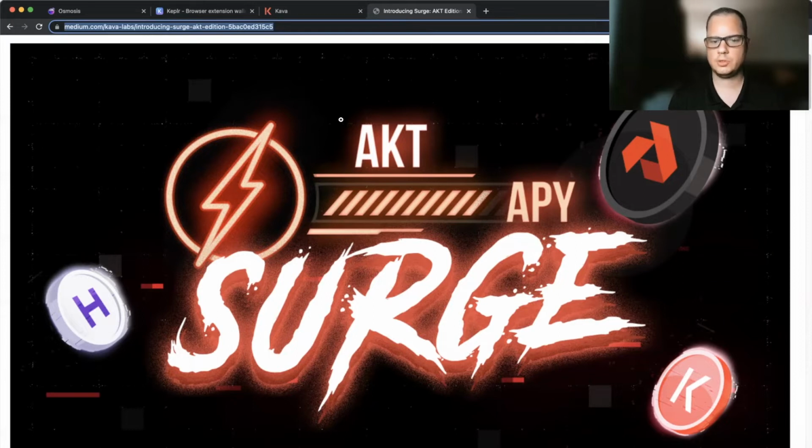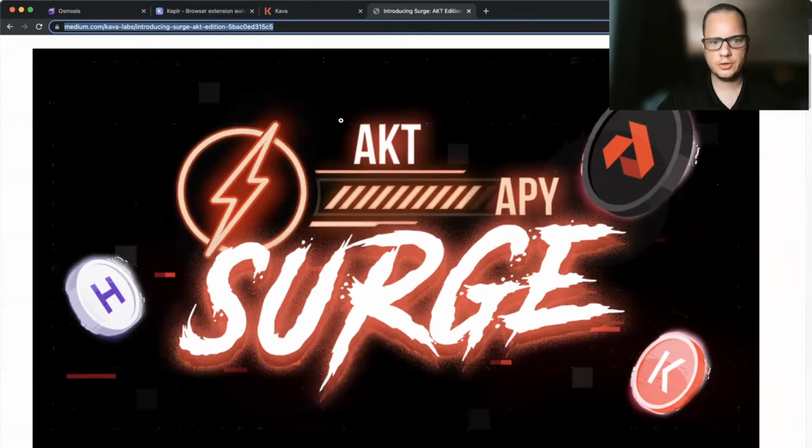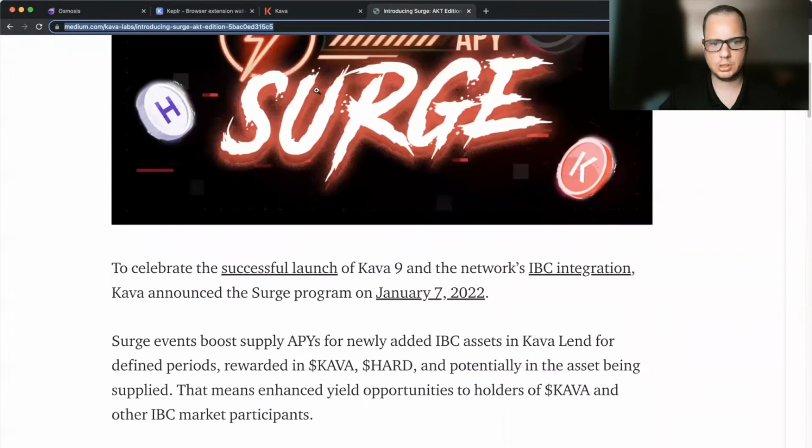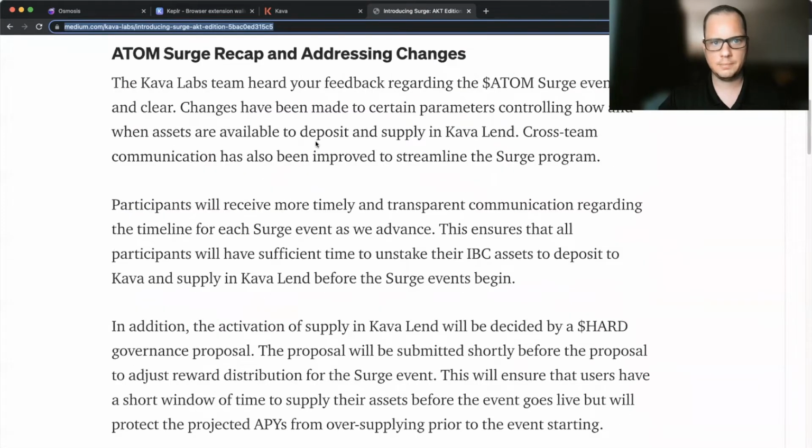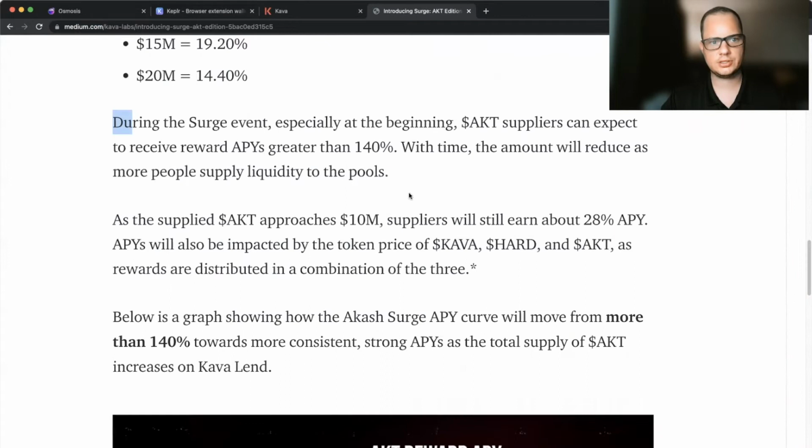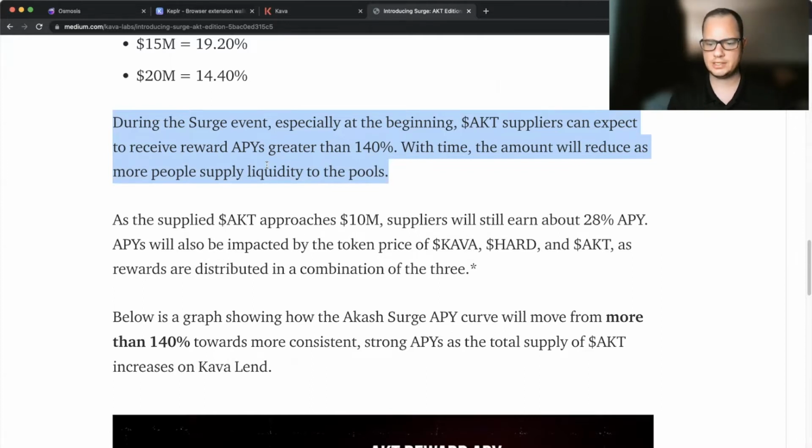And so now's the time to really start positioning yourself to partake in this and earn those heightened APYs. So without further ado, this is the Medium article. I'll put it in the description below. But if we scroll down to the bottom here, it says during the surge event, especially at the beginning, AKT suppliers can expect to receive reward APYs greater than 140%. So what this is saying is those that take their Akash tokens and lend them to the KAVA lend protocol will get higher than 140%.